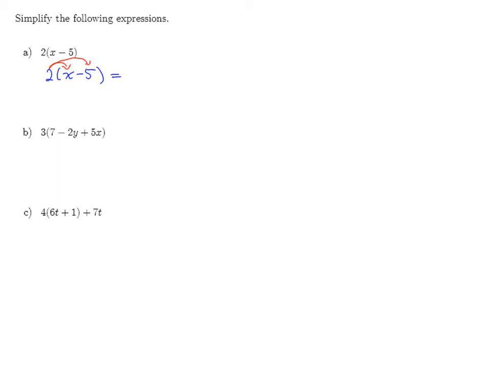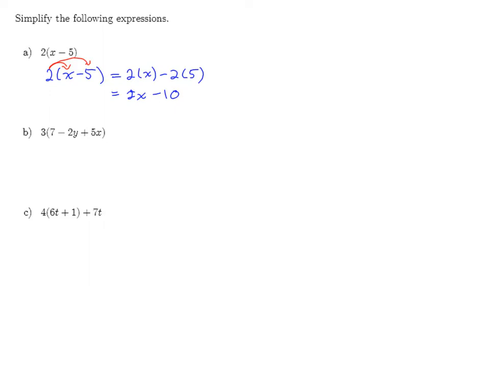So, distributing that 2, we'll have 2 times x minus 2 times 5. And 2 times x is of course written as 2x, and then 2 times 5 is 10. So, 2 multiplied by the expression x minus 5 simplifies to 2 times x minus 2 times 5, which then simplifies to 2x minus 10.